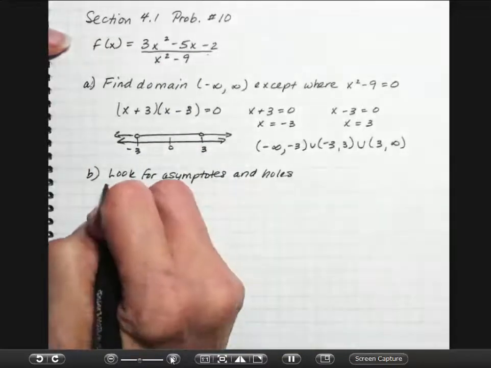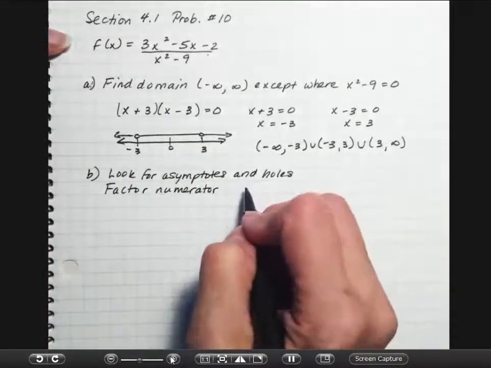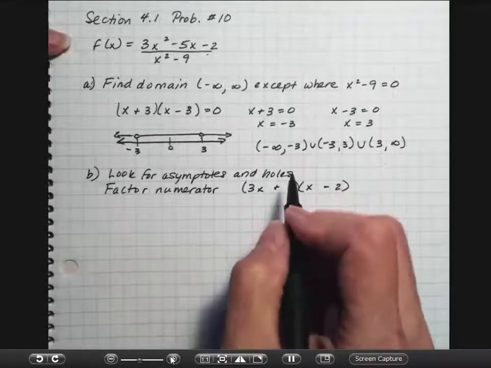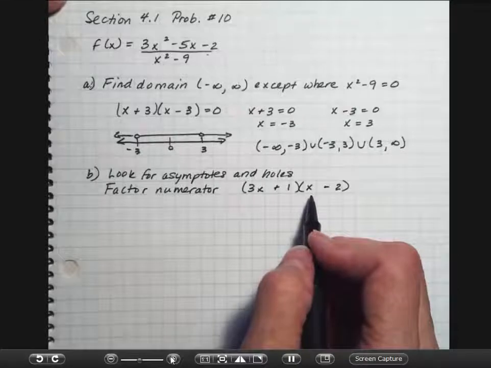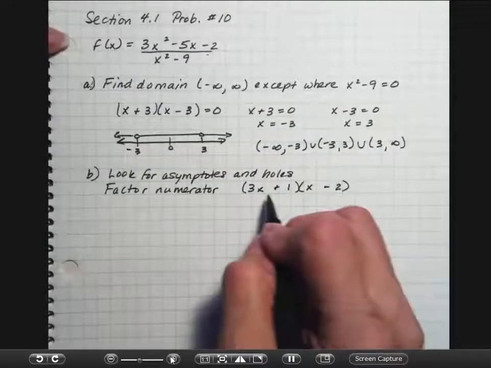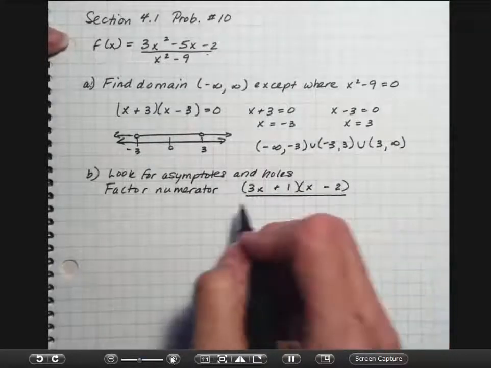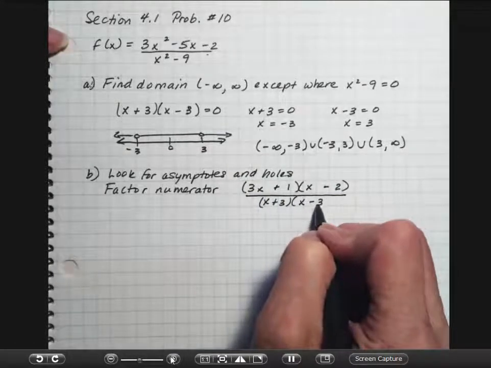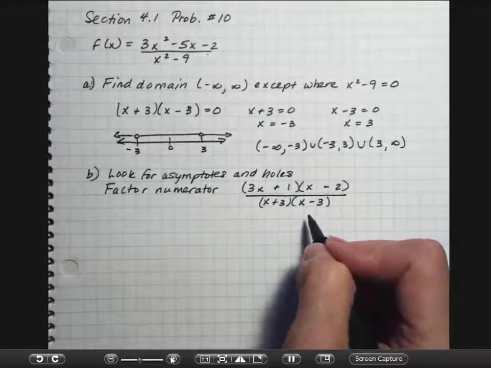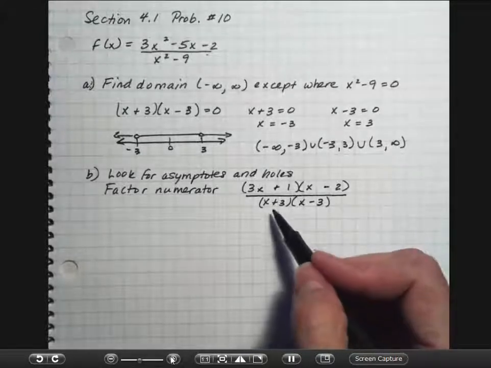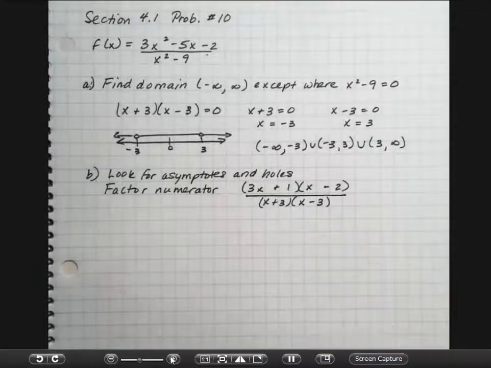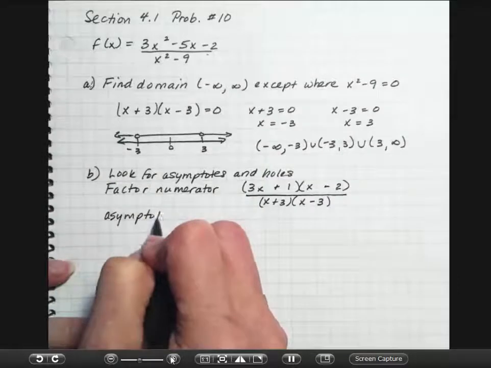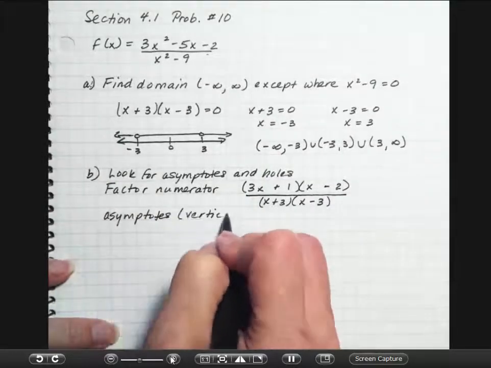So besides factoring the denominator, now we're going to factor the numerator. This one's a little bit tougher to factor, but when you do factor it, you're going to find that you have 3x plus 1 and x minus 2 as your factors. And remember that my denominator is x plus 3 and x minus 3. So we're going to look at our asymptotes first, and I'm going to have an asymptote wherever I have zeros in my denominator.